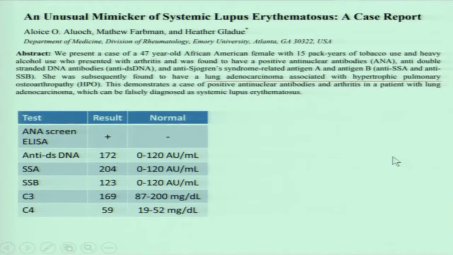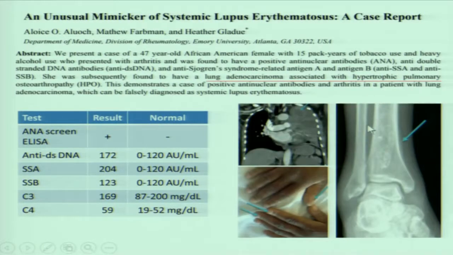But after proper evaluation, the patient was found to have a lung adenocarcinoma with hypertrophic pulmonary osteoarthropathy. Not uncommon. Lung cancer has very frequently high titers of ANA, and they may have musculoskeletal manifestations. The other thing I'll call your attention to is that although formally these tests are positive, if you scrutinize them, you'll see that the values are actually less than twofold over normal. So I think you have to be very cautious putting any value on those numbers anyway.